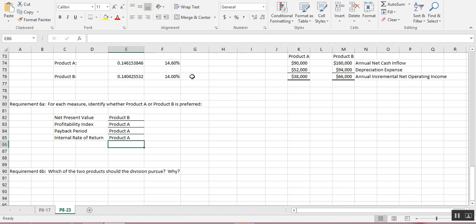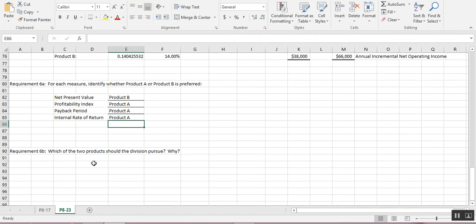So they may decide to do neither of these and simply take the money that they were going to invest in either product A or product B and invest it in whatever they usually invest in. So I'm going to type that just so you can see this on the video. So which product should they pursue and why? Well, the answer is it depends.